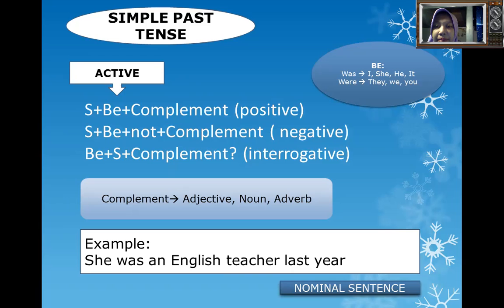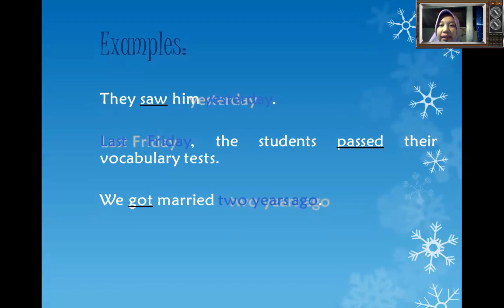Subject plus be plus complement, that is positive. Subject plus be plus not plus complement, negative. While be plus subject plus complement, question mark, is interrogative. Now let's see these examples. They saw him yesterday. Where is the verb two? It shows simple past tense, here the word saw. And what is the time signal? The time signal is yesterday.